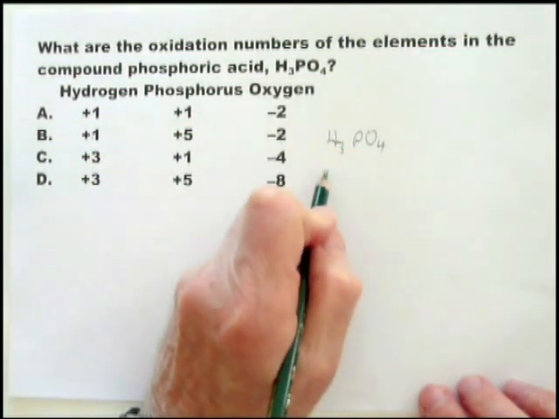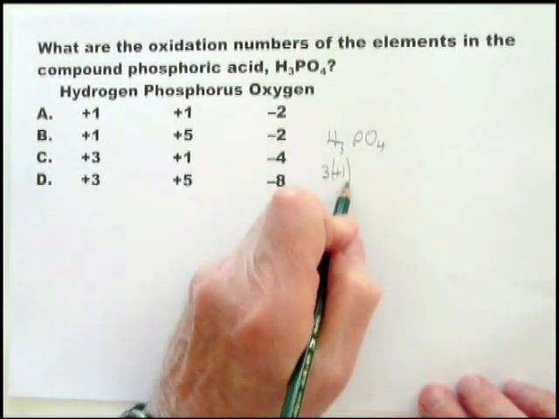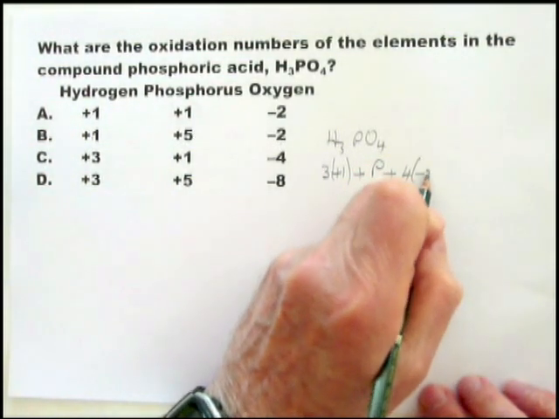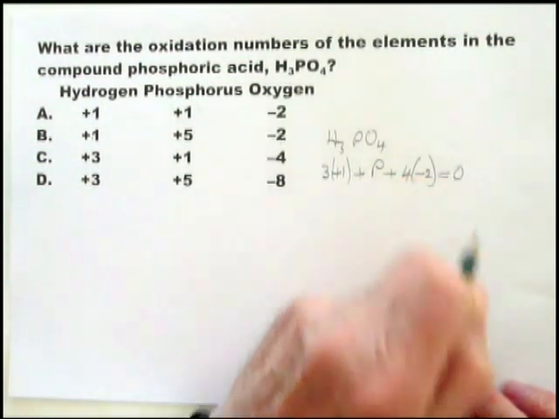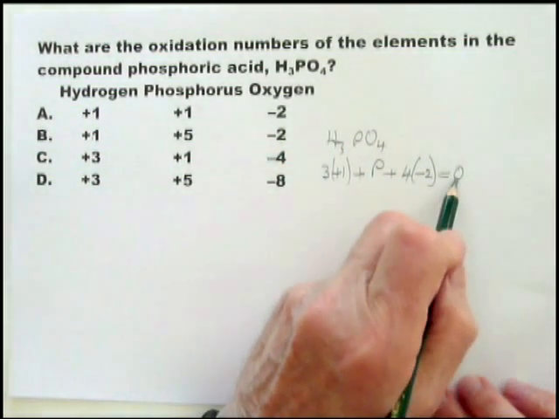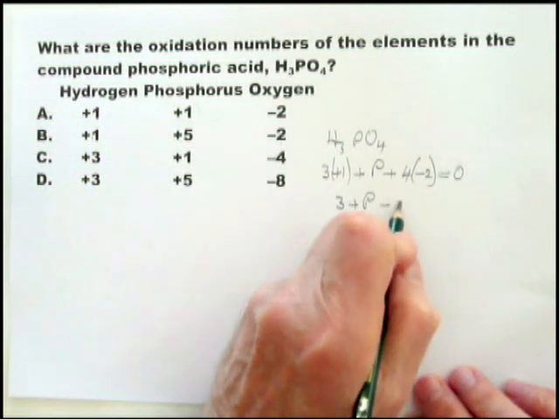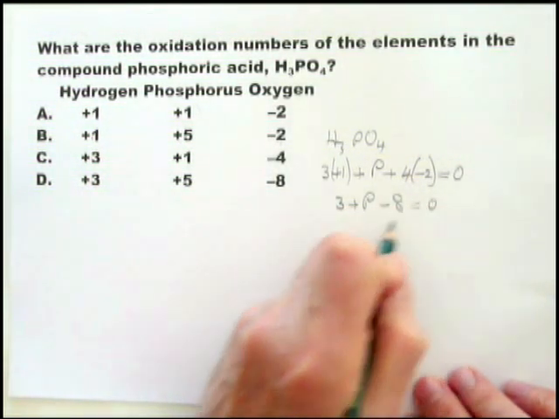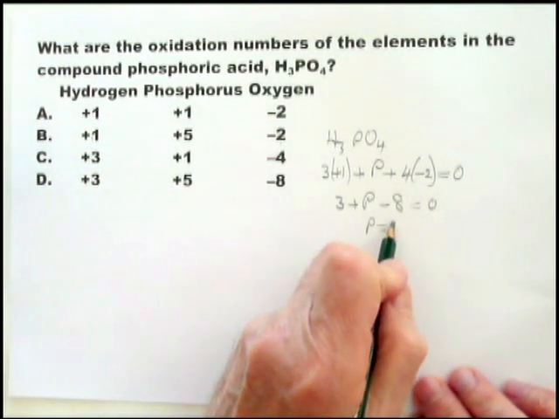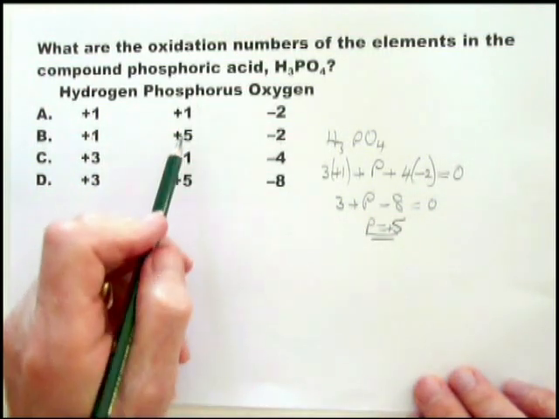So we've got H3PO4, so there's 3 times plus 1 plus P plus 4 times minus 2 equals 0, because there is no charge on this species, therefore it equals 0. So it's 3 plus P minus 8 equals 0. P equals minus 5, that's plus 5. P equals plus 5. There we go.